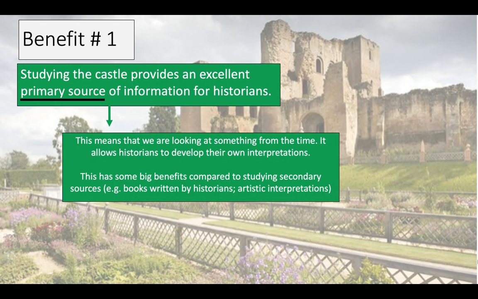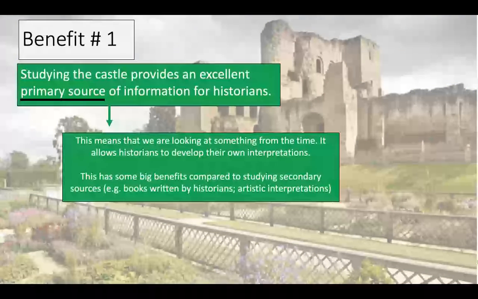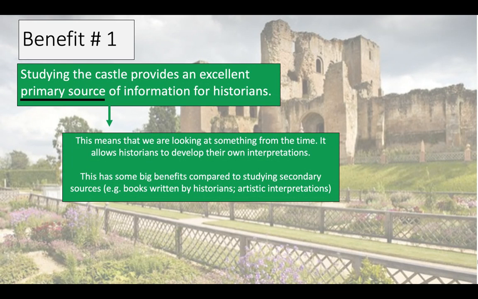It allows historians, when we look at primary sources, to develop their own interpretations, okay? Now, this has some big benefits compared to studying secondary sources. A secondary source would be a book written by a historian or an artistic interpretation. So there is this benefit when we study a particular site, we study the environment of the site, we get to really dive deep into history in a primary fashion.